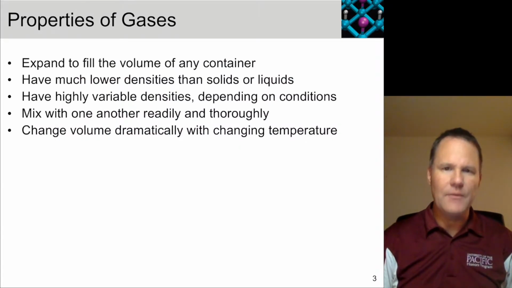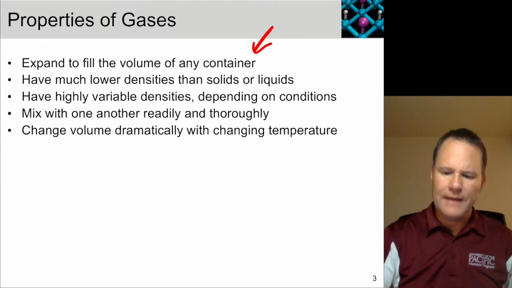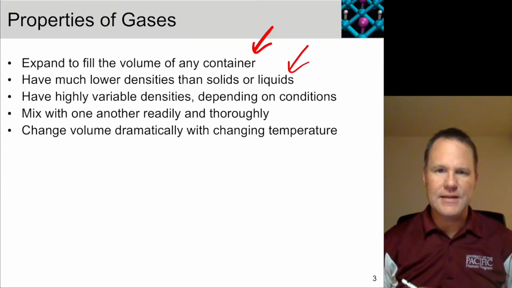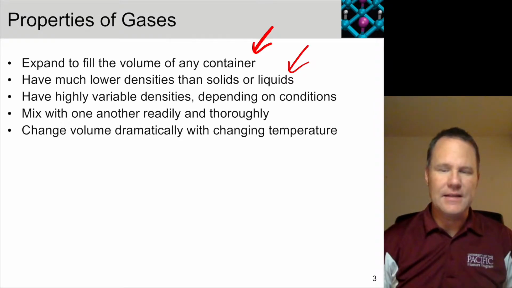And so remember that we talked about the various physical phases, and one of them, of course, was the gases, how they expand to fill the volume of any container, right? So they don't have a definite volume or a definite shape. They have much lower densities than solids and liquids. Well, what does it mean, lower density? Lower density means that on average, the particles in a gas are much farther from each other than in a solid or a liquid.